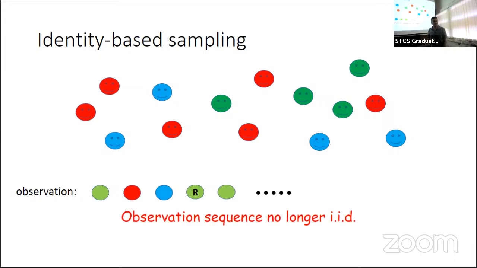Importantly, note that the observation sequence is now no longer IID because repeats can happen, and repeats will happen more often as time goes on. So the observation process is non-stationary, specifically Markovian. In particular, you do not know how many times you have seen a particular individual before. All you know is that this is a repeat observation. But this you can store.